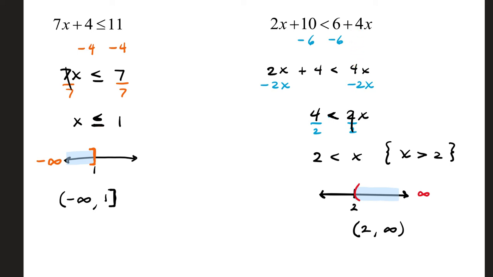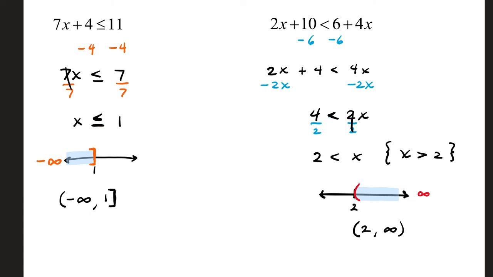less than 4x. Now, the constants on the left, we need to move all the variables to the other side. We do that by subtracting 2x's. So that's 4 less than 2x. Divide both sides by positive 2, and that leaves 2 less than x.